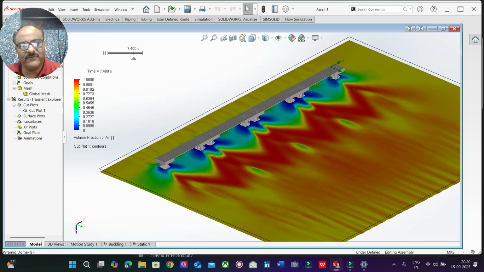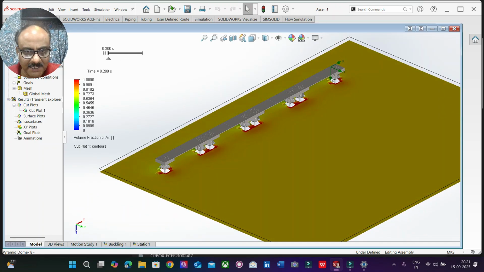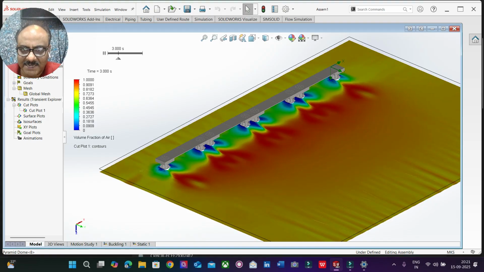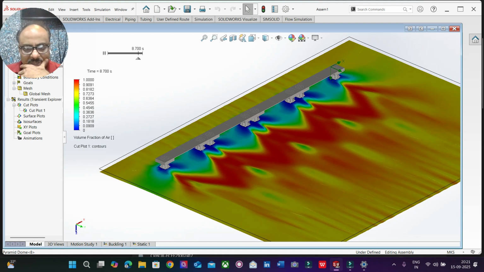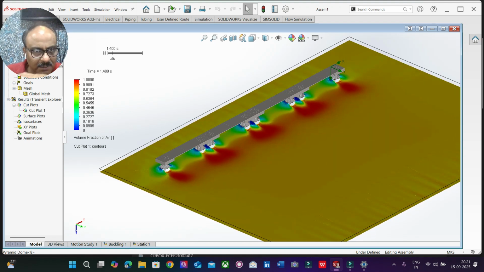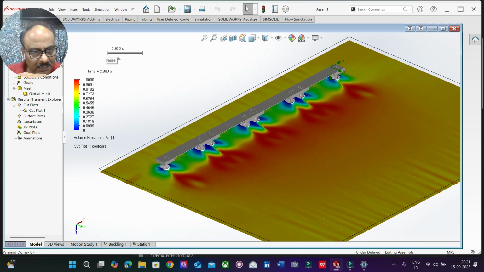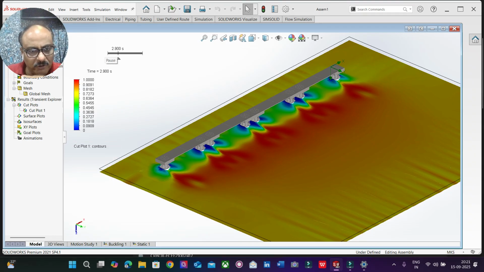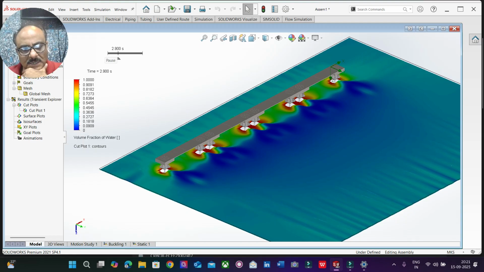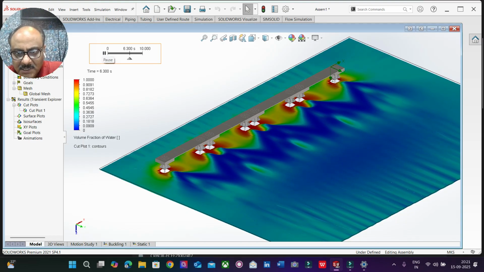So we'll be able to see the vortexes formed. These are all the eddies. We'll be able to see the eddies formed here. Okay, so this is the volume fraction of air. And now let's try to find out what is the volume fraction of water. So that's going to be like this. The volume fraction of water is going to be like this.